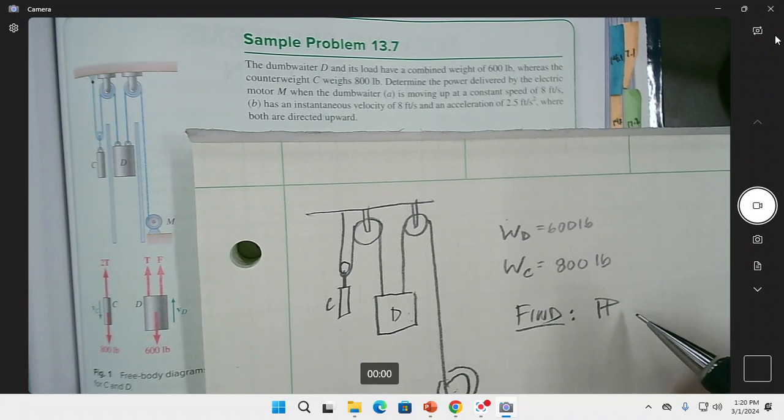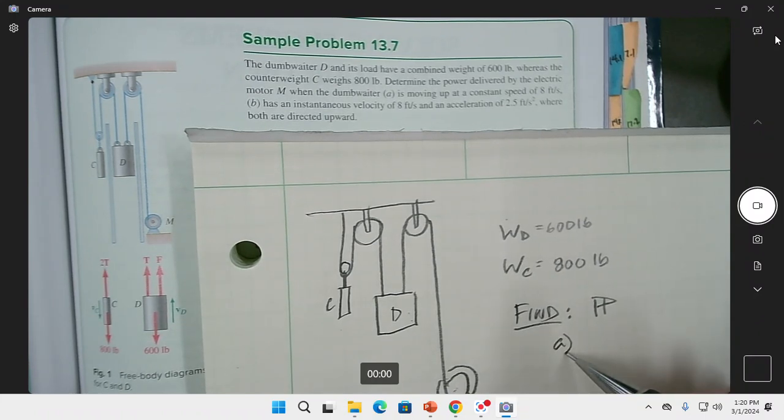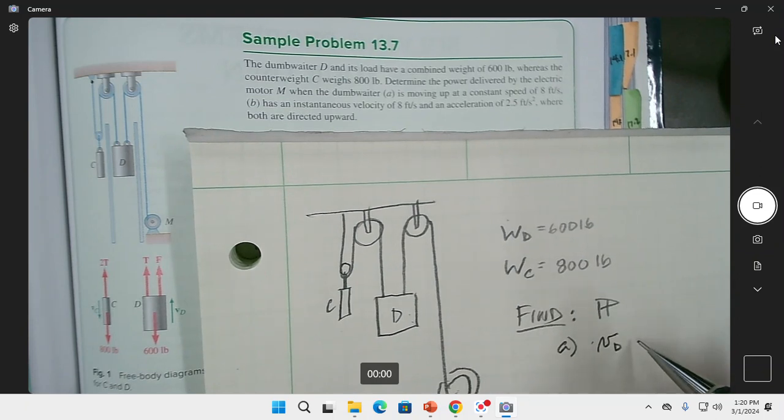symbol for power. It just kind of looks cool. I don't like it. A, speed, V_D equals 8 feet per second up. Instant.